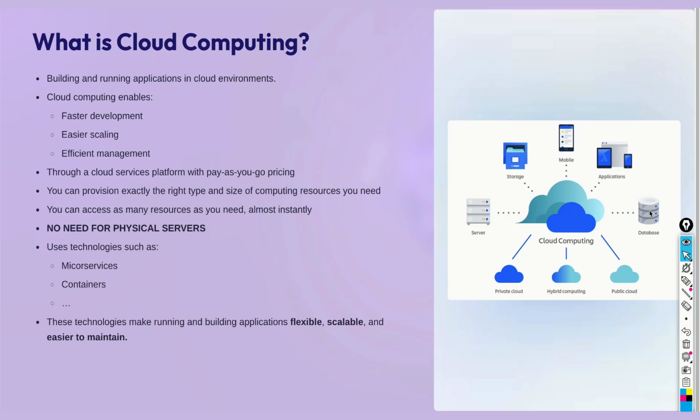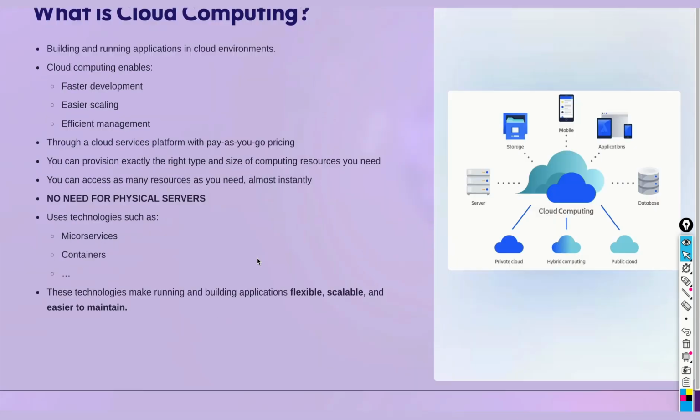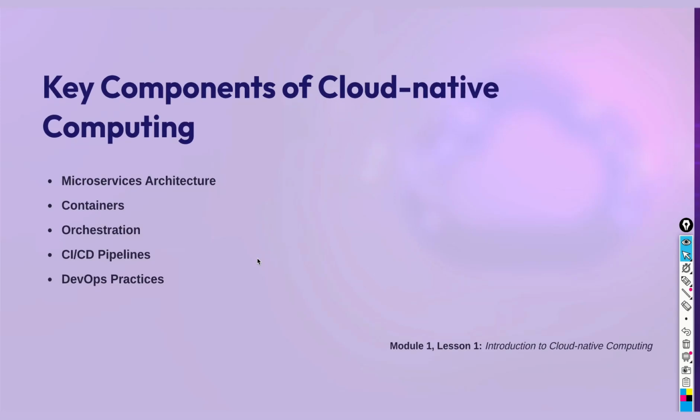And from there, you can also just access as many resources as you need in almost an instant, right? And this turns out to be a lot cheaper than buying your own physical servers. And it really does lower your infrastructure cost as a business. These cloud computing service providers use a lot of technologies like microservices and containers and orchestration, different key components that we're going to touch on in the next section. However, these technologies make running and building applications flexible, scalable, and a lot easier to maintain. The 5 key components are microservices, containers, orchestration, CI/CD pipelines, and DevOps practices.